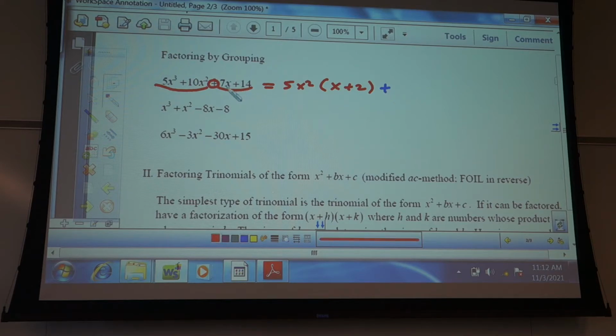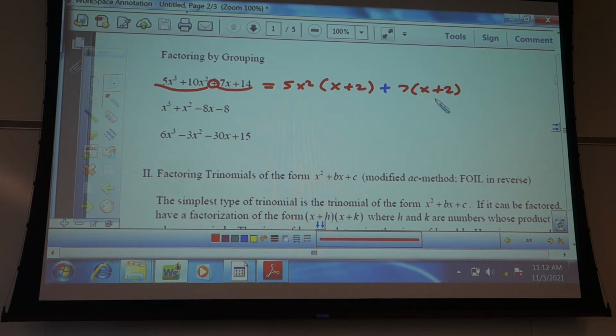Over here we've got, what can I pull out of both of these? 7. If I pull out a 7, I'm left with x. And then divide this by 7, I get plus 2. So you're just pulling out like a common factor. So I'm factoring this group, and I'm factoring this group. Like seeing what's divisible by both numbers.